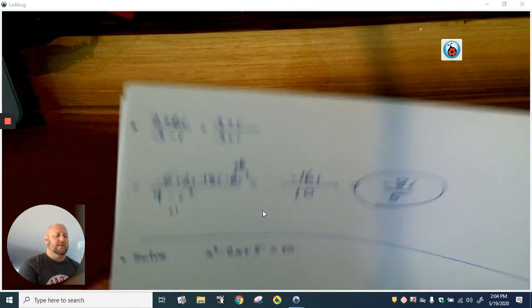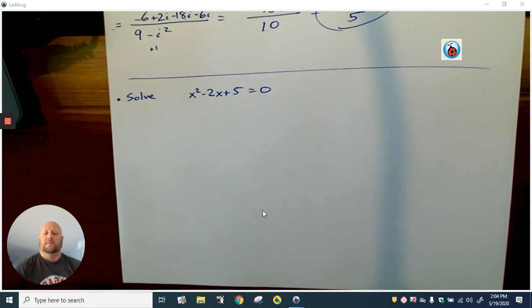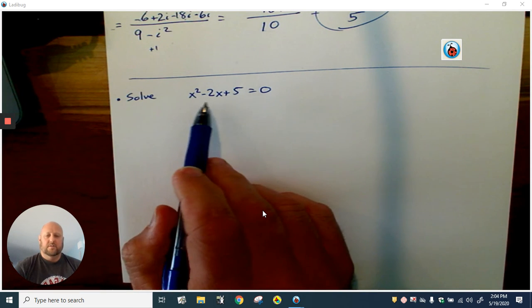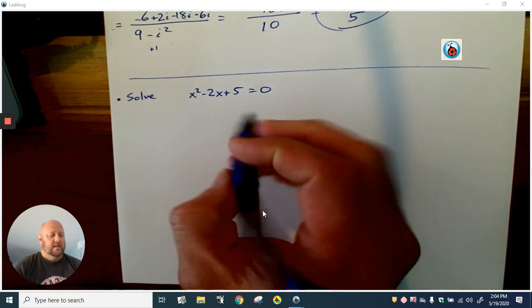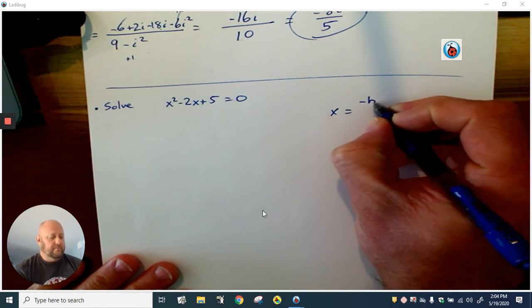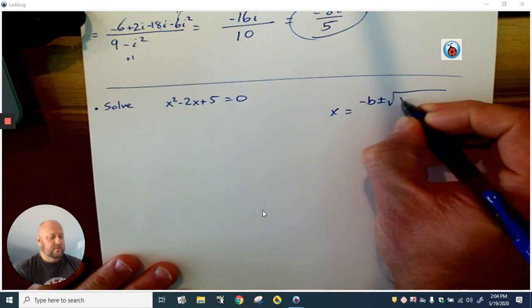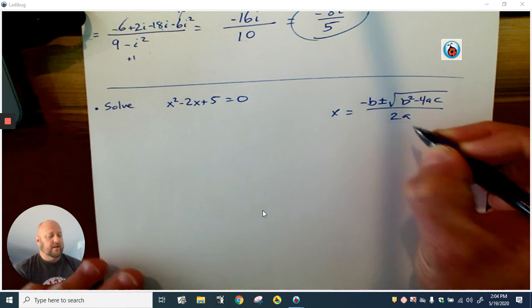Just as another side note here, another thing we can do here, now that we're dealing with imaginary numbers, is we can solve some more quadratics, right? You try to factor, it doesn't work. So we go to our quadratic formula. Remember our quadratic formula, negative b plus and minus the square root of b squared minus 4ac, all over 2a.